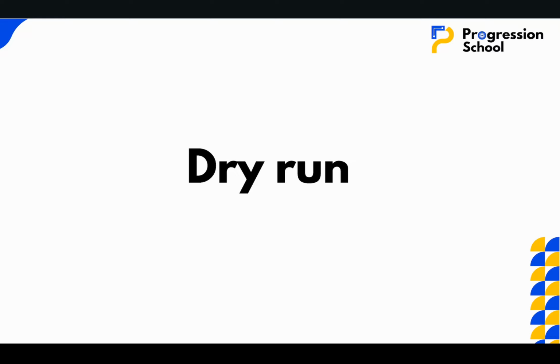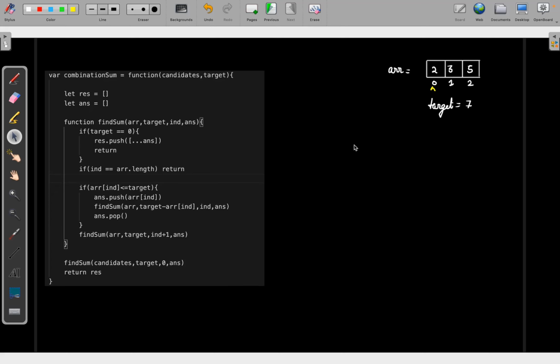In this video, we will see a dry run of the code. So we have already understood most of the things in our function calling, but let's do a quick dry run here, basically how this is working. So I have a combination sum function, and inside this function, I am calling this find sum, right?